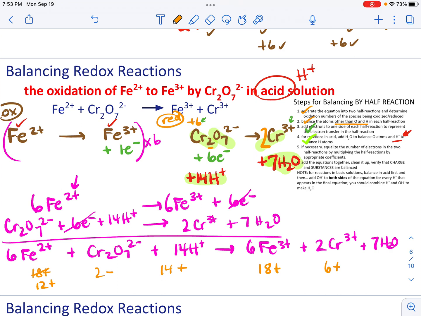So I can look at this and see what else is wrong. Nothing. I have 12 positives and 2 negatives. That's 10 positives, and 14 more is 24 positives total, and 18 and 6 is 24 positives total. So this checks, and I'm finished, and my final equation is this.